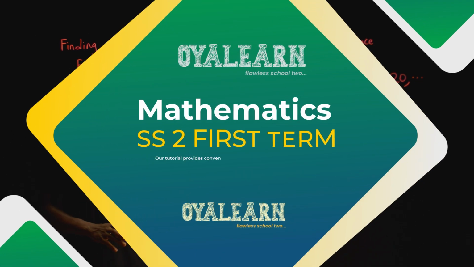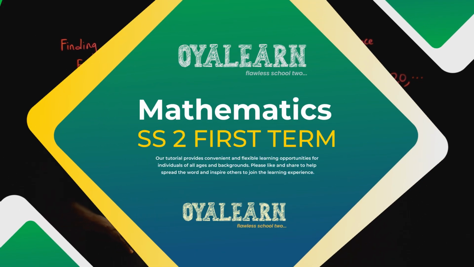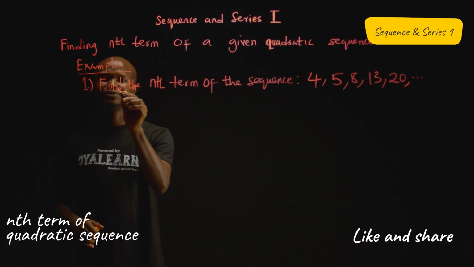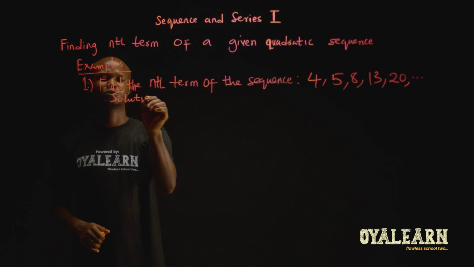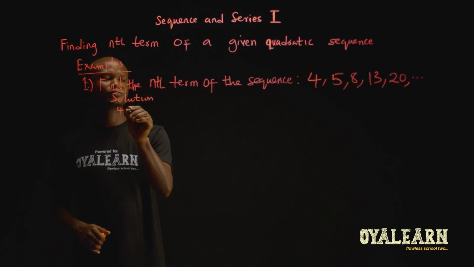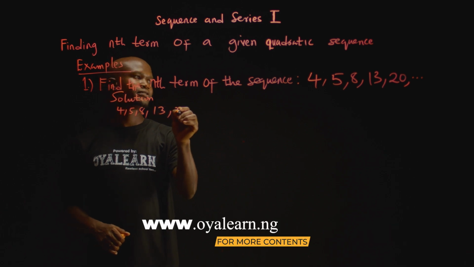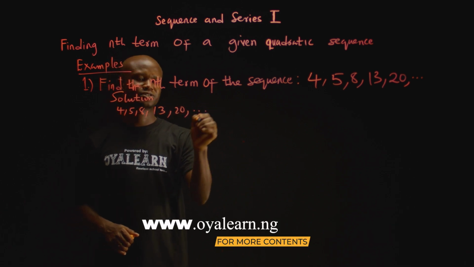Examples. Find the nth term of the sequence. Solution. We have 4, 5, 8, 13, then 23 dots.